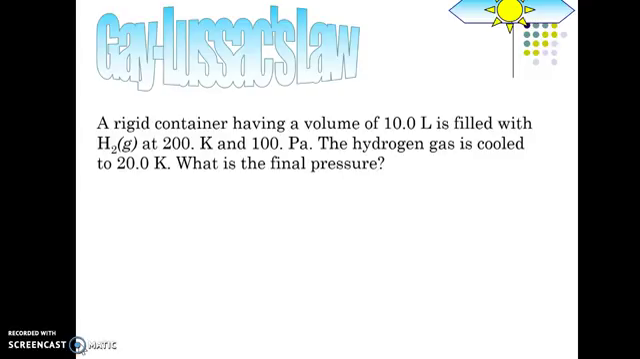Here's a problem that's on your paper. A rigid container having a volume of 10 liters is filled with hydrogen gas at 200 Kelvin and 100 pascals. The hydrogen is cooled to 20 Kelvin. What is the final pressure? Let's walk through this problem together.